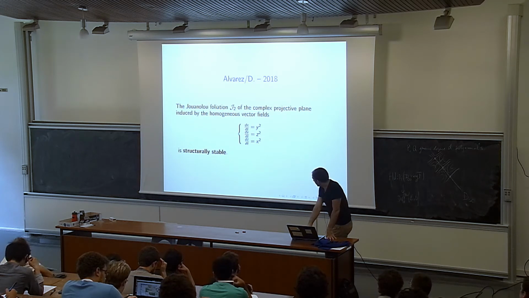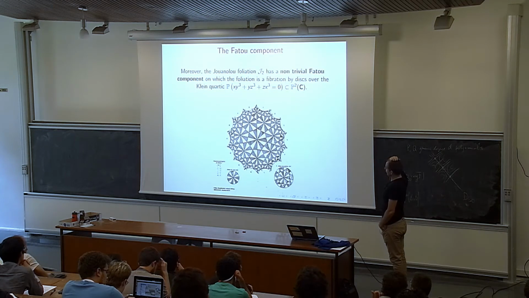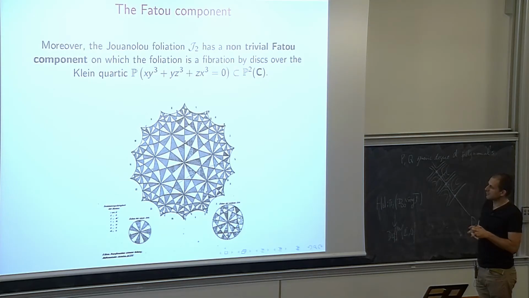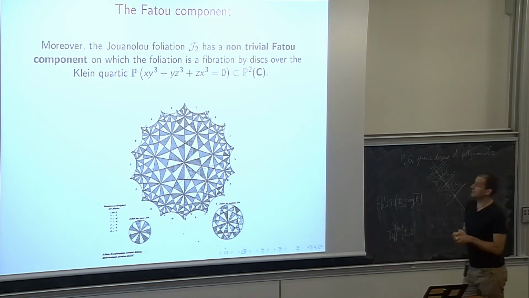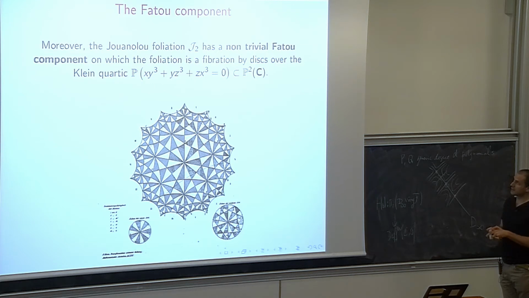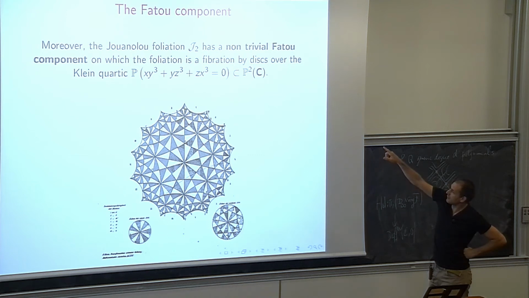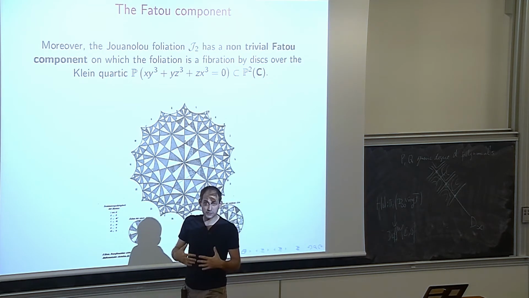And for this foliation, we also have the property that we can find a Fatou component. There was a definition of a Fatou component for a holomorphic foliation that was originally given by Ghys, Gomez-Mont, and Saludes, which is essentially the set of points where the holonomic pseudogroup forms a normal family, exactly the same definition as in the context of iteration. And we can prove that for the Jouanolou foliation, its Fatou component is non-trivial. It is an open set, which is saturated by the foliation, namely a union of solutions, a union of leaves.